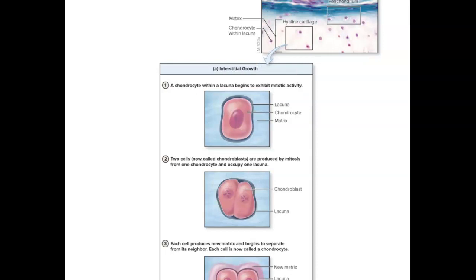We're going to start with interstitial growth. Here is our chondrocyte. The chondrocyte is located in a lacuna in existing cartilage. And this is a living cell. It can undergo mitosis. And when it undergoes mitosis, now we have two cells. It divides into two. And these cells are going to become chondroblasts. And the chondroblast is now going to make the new matrix.